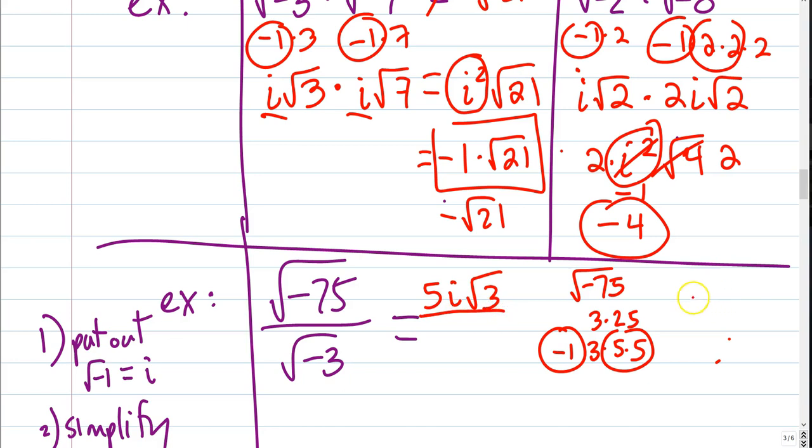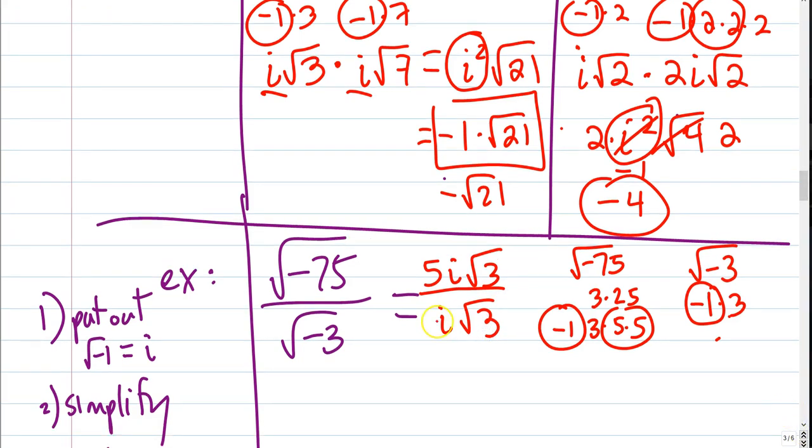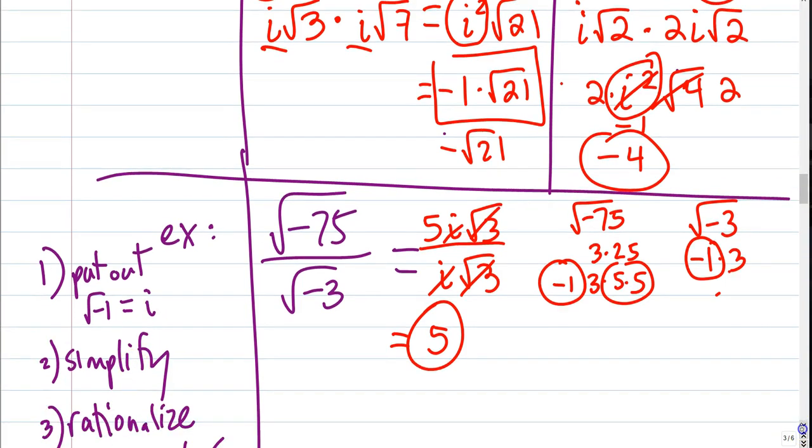Over. What is the square root of negative 3? The only thing that comes out there is an i, and we're left with a root 3. Start to simplify this. The i's can cancel, the root 3's can cancel, and we're left with just 5. Pull out the i's, and then simplify what you can.